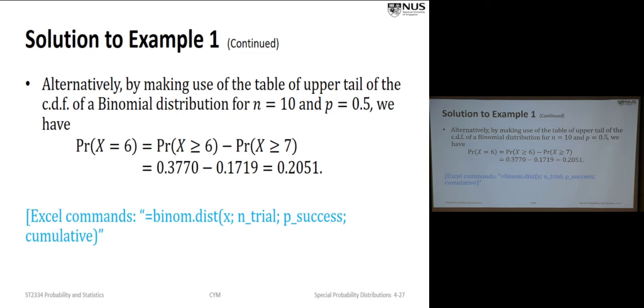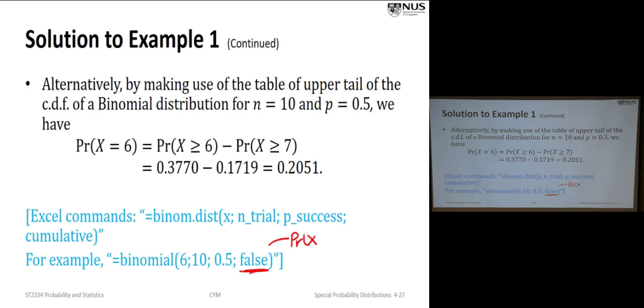If you put true, it will give you the cumulative probability up to x. So if you put false here, it means we are computing the probability of x equal to 6. If you put true here, then this is the probability of x less than or equal to 6, where x follows a binomial distribution with n equal to 10 and p equal to 0.5. So that's for Excel.